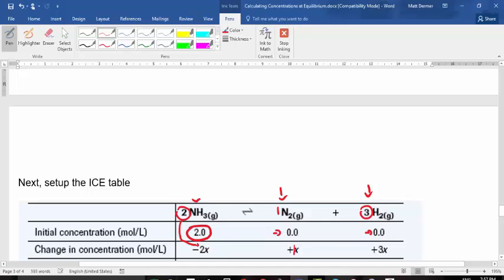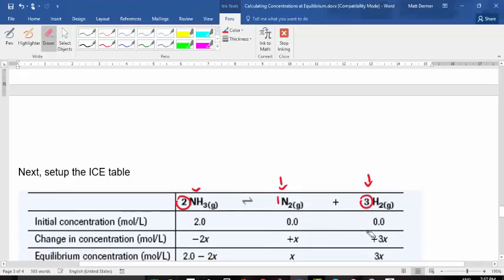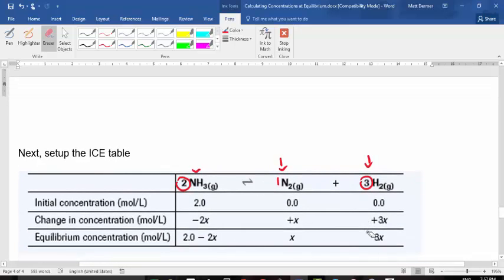A 3 for hydrogen, which is why there's a 3 there. As well, reactants will have a negative sign, products will have a positive sign, simply due to the fact that as this reaction proceeds, reactants will be used up and products will be produced. For the equilibrium row, you just add the initial and the change together. And so I have 2 minus 2x, 0 plus x is x, 0 plus 3x is just 3x.